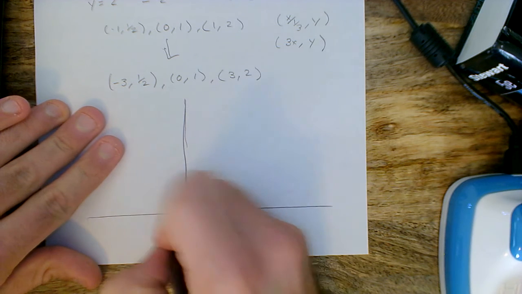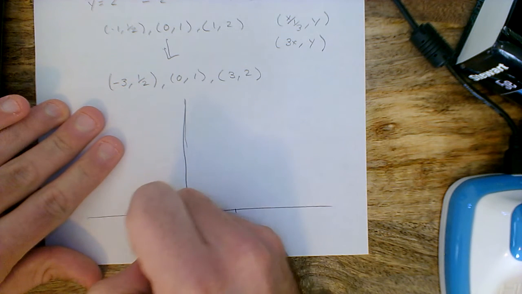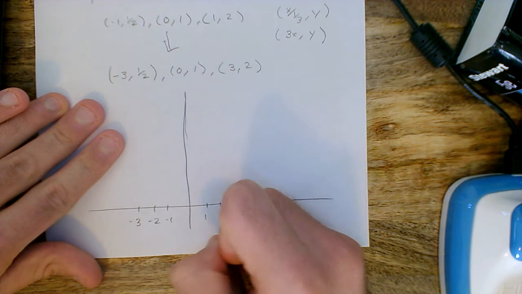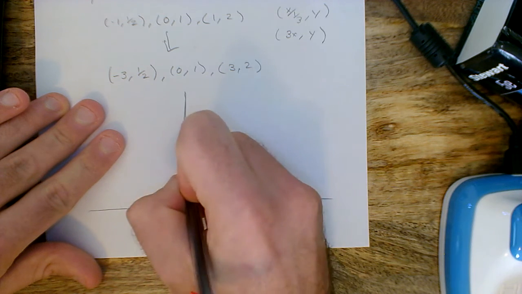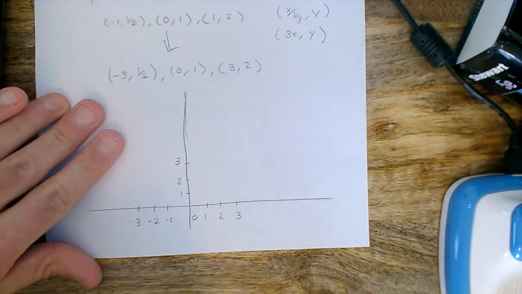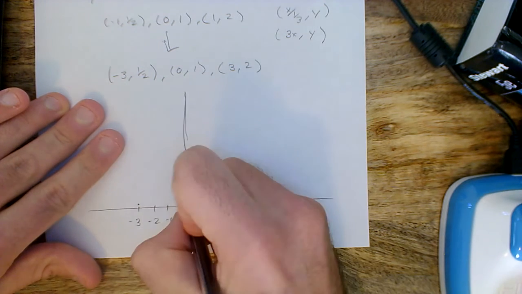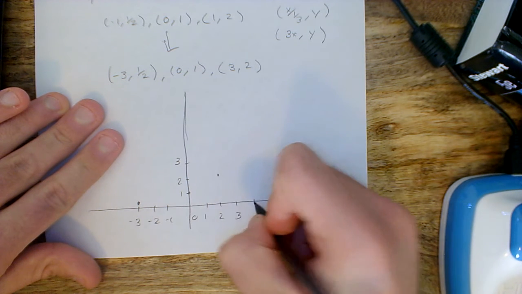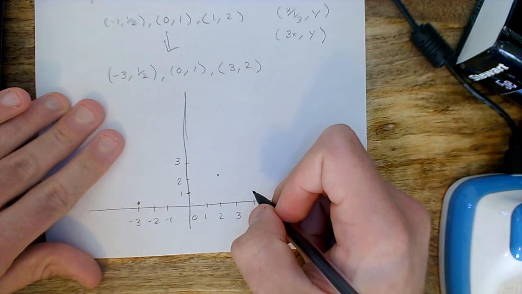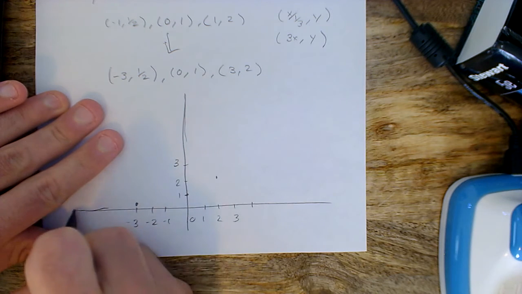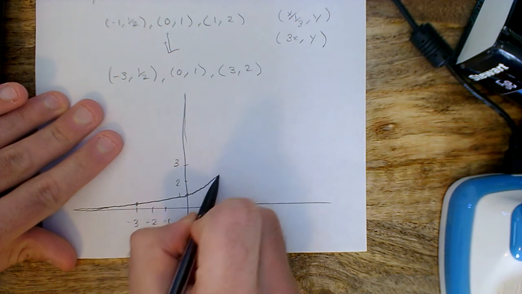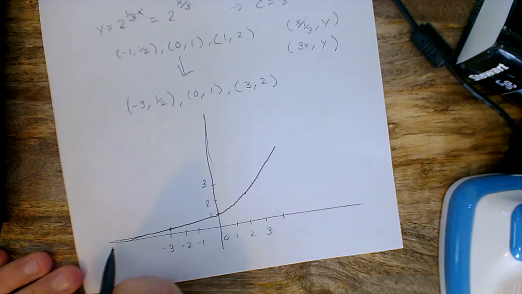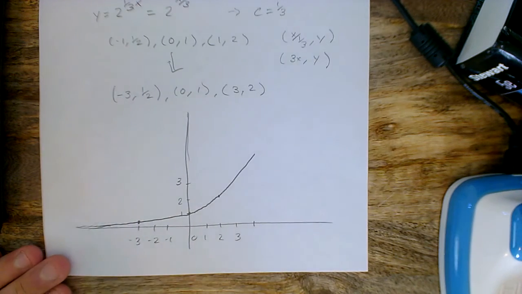So 1, 2, 3, 1, 2, 3. Okay, so at -3, that's where -1 would have been. And 2 is at 2, and then it grows exponentially here, still with a horizontal asymptote at y equals 0. Okay, so those are all the transformations you can do with exponential functions.